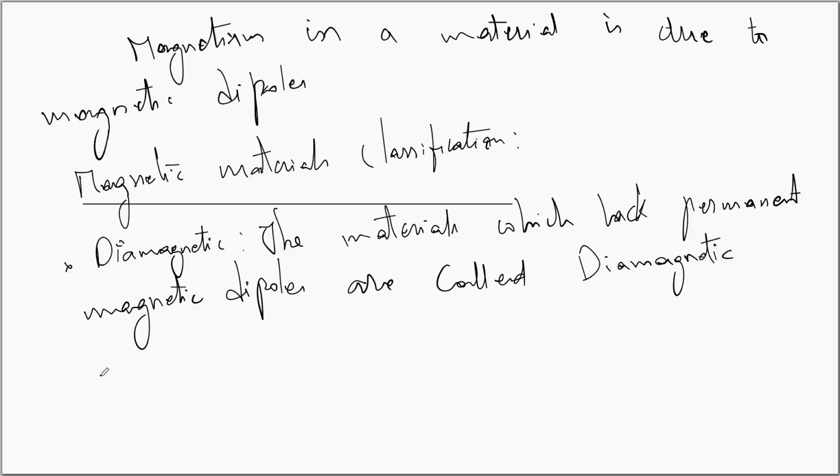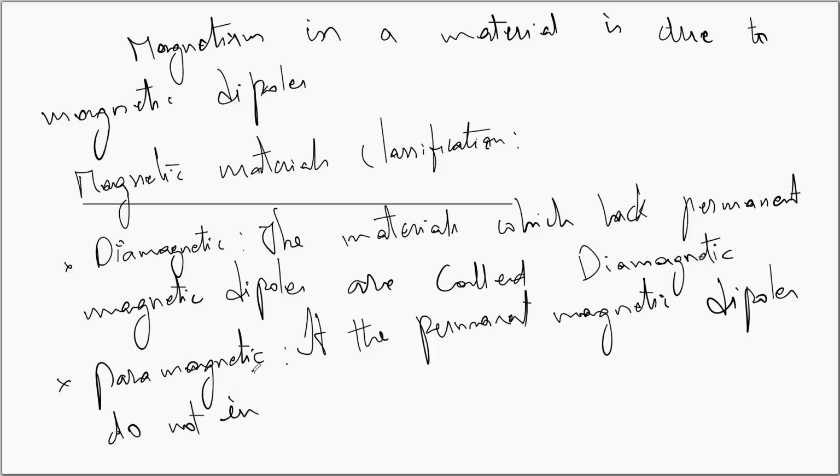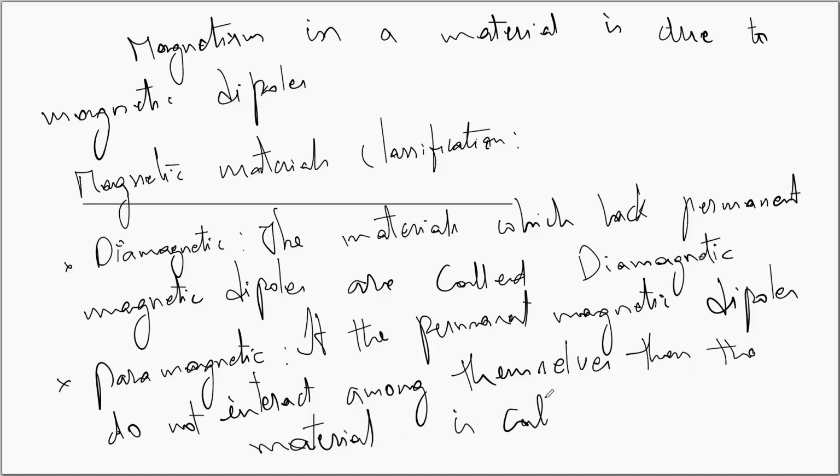Next we'll look at the paramagnetic materials. If the permanent dipoles do not interact among themselves, then the materials are called paramagnetic materials, which means permanent dipoles are present in the paramagnetic materials, but they do not interact among themselves.